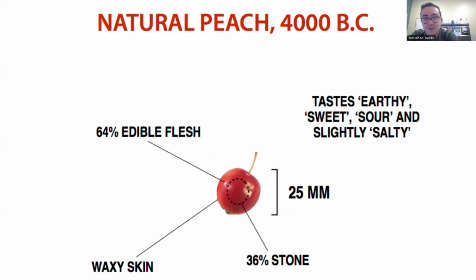So this is a peach. This is a peach as it would look at about 4000 BC. The description of the taste: it tastes earthy, sweet, sour, slightly salty. It doesn't look all that appetizing, does it?